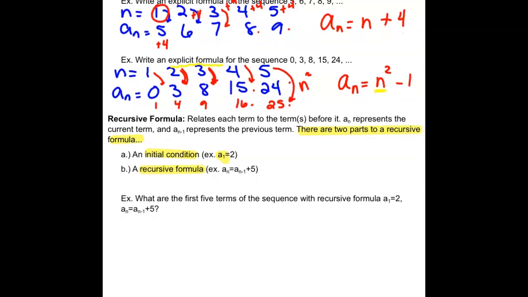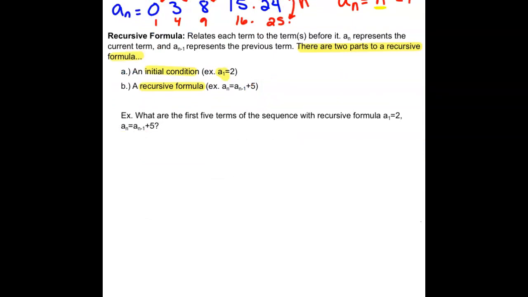All right, so for example, it says, what are the first 5 terms of the sequence with the recursive formula a sub 1 equals 2 and a sub n equals a sub n minus 1 plus 5? Remember that a sub n minus 1 just stands for the previous term.